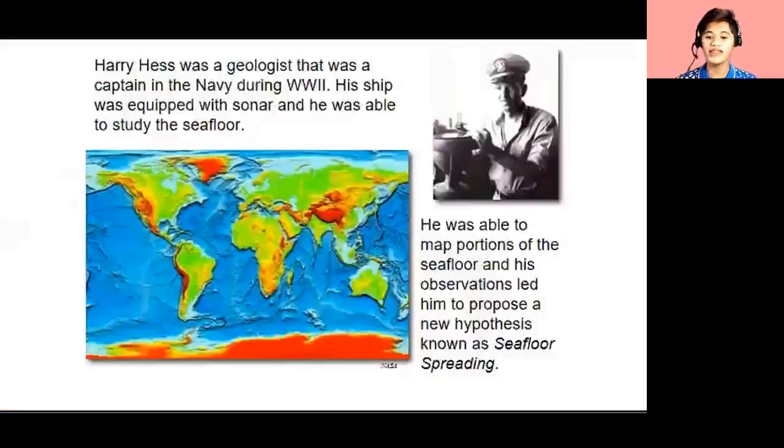The theory was suggested by Harry Hess. He is a geologist who wound up serving as a naval commander during World War II. It was during this time that he made many of the observations and measurements that would provide the foundation of plate tectonic theory. His ship was equipped with sonar and he was able to study the seafloor. America was keenly interested in the seafloor because of submarine warfare.